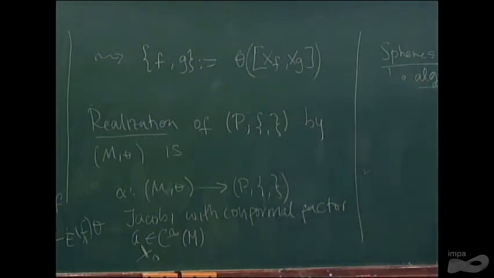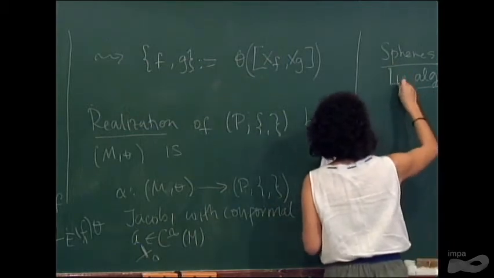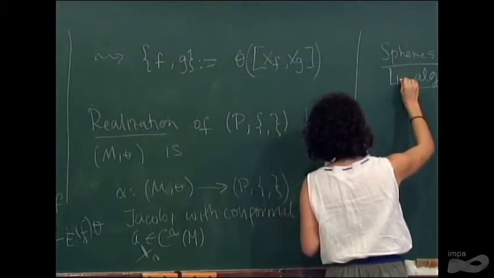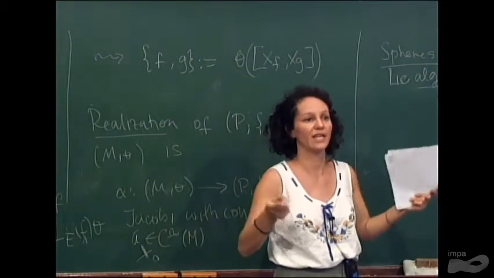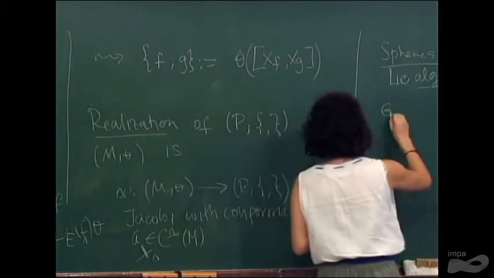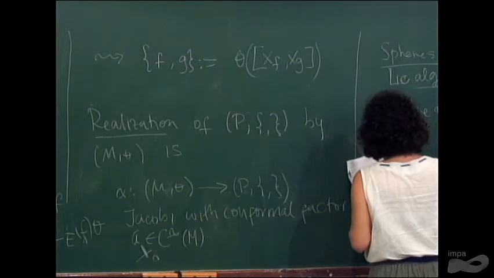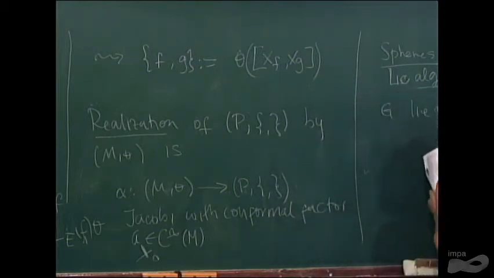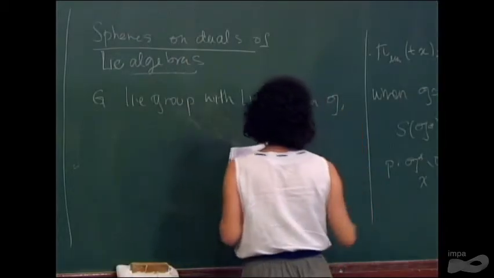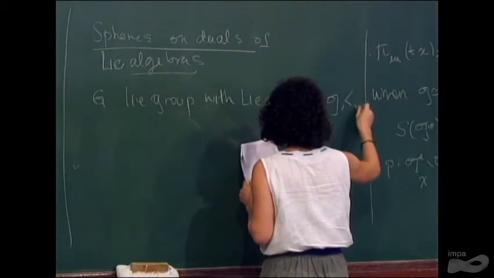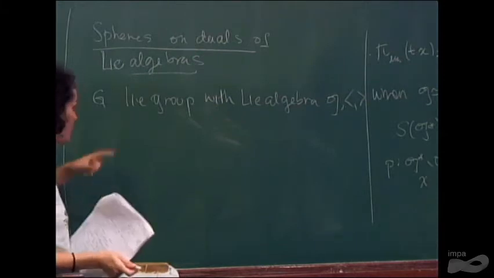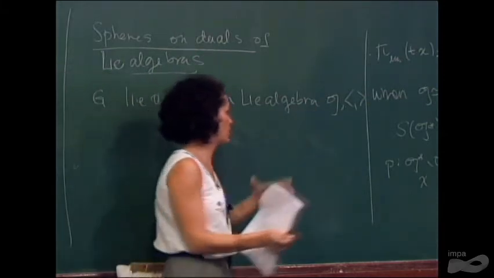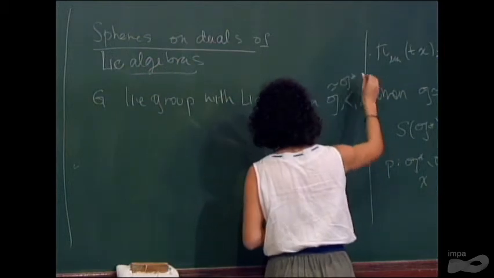Okay. So now, remember that you start with your Lie algebra G, and now you consider a Lie group, one Lie group that has Lie algebra G. So G is a Lie group with Lie algebra G. And remember that I endowed G with a metric or a scalar product. Okay, so now this metric on G or G star, they are isomorphic.